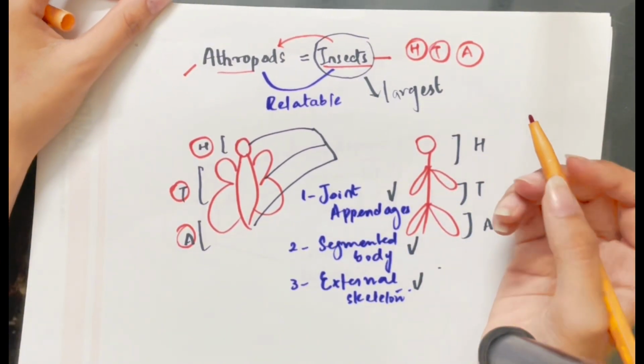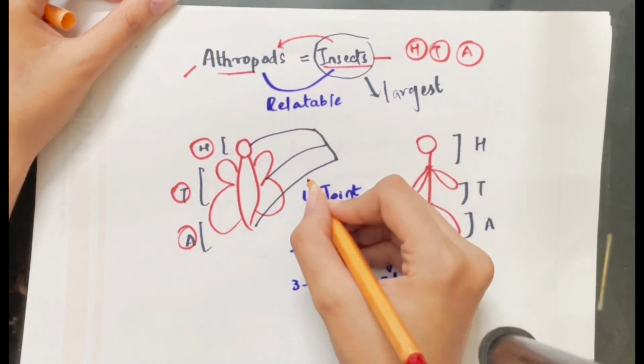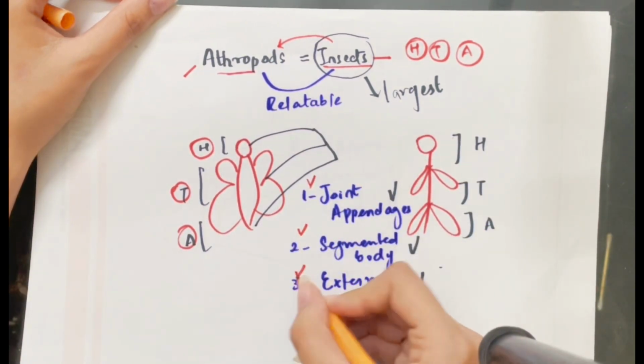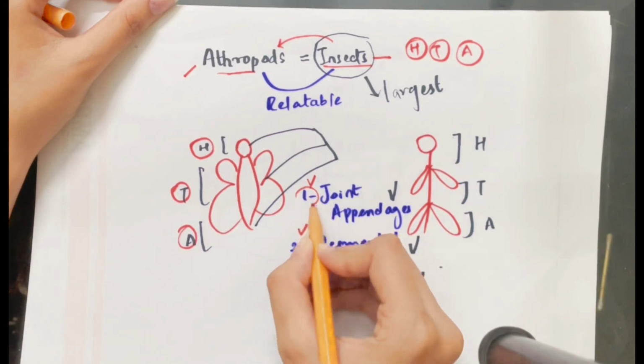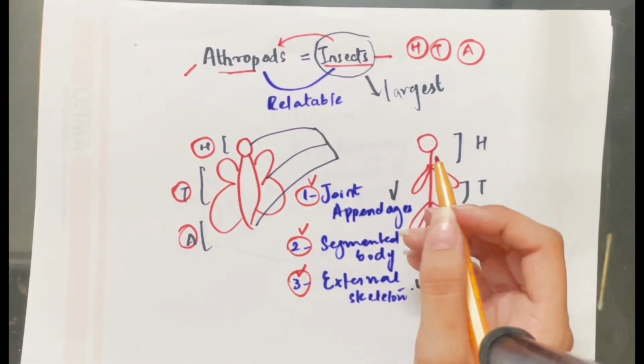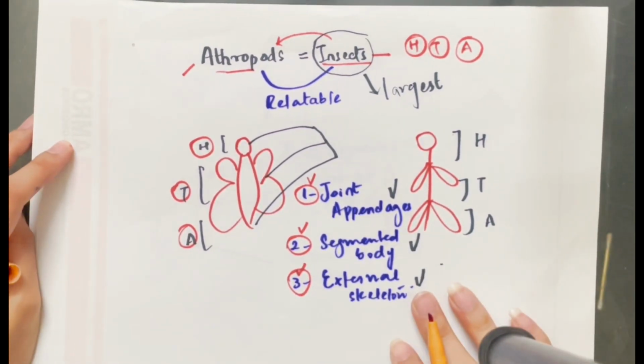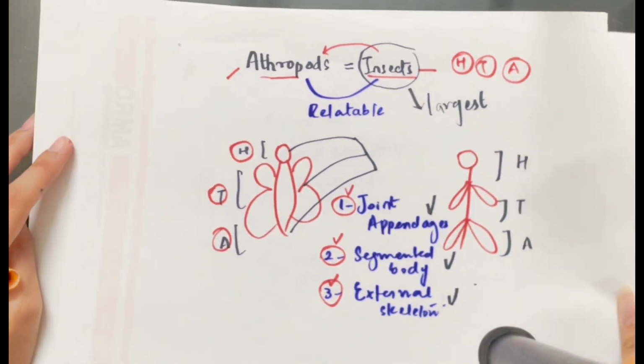So the three main characteristics that define the Arthropoda are the jointed appendages, segmented body, and external skeleton. Scientists are able to find these three main features in the insects. Thus they are said to be the relatives of one another. This is how the arthropods and insects are relatives.